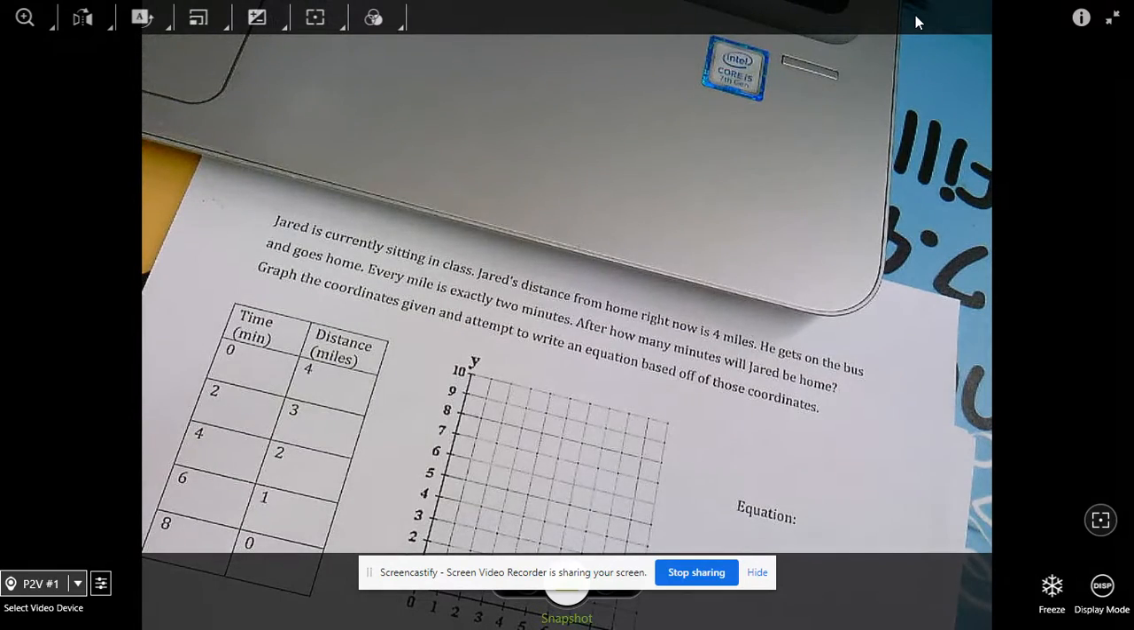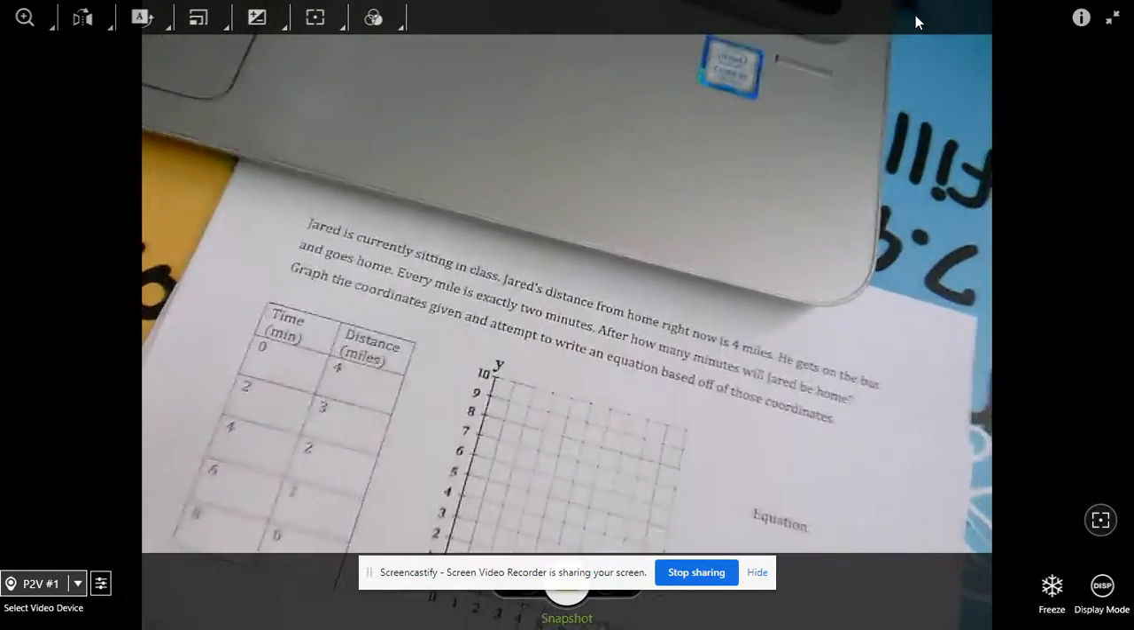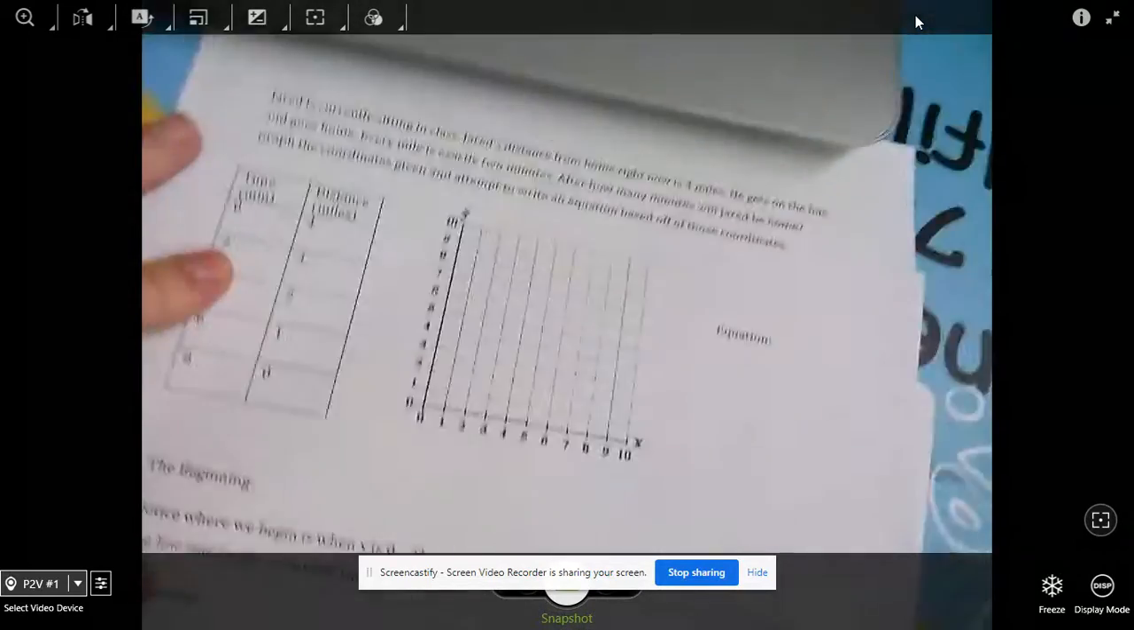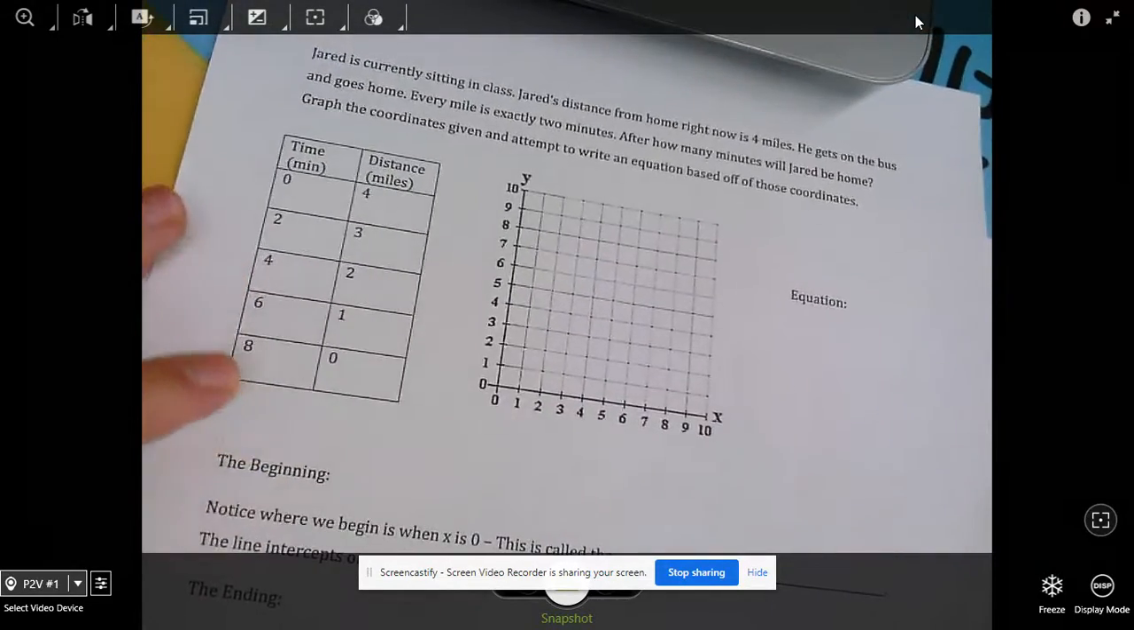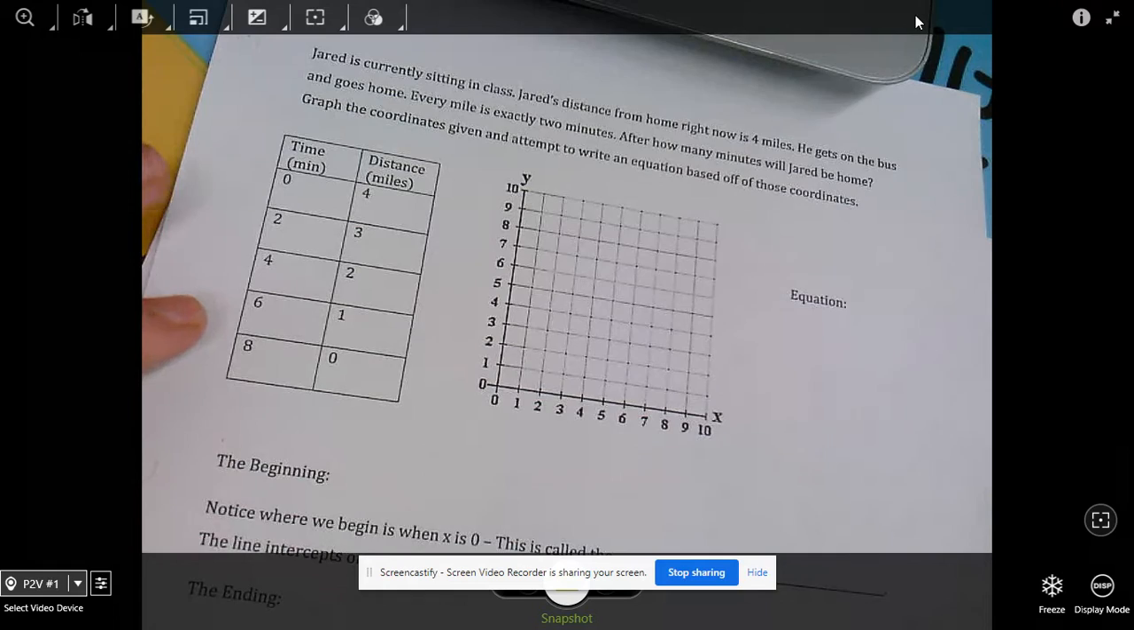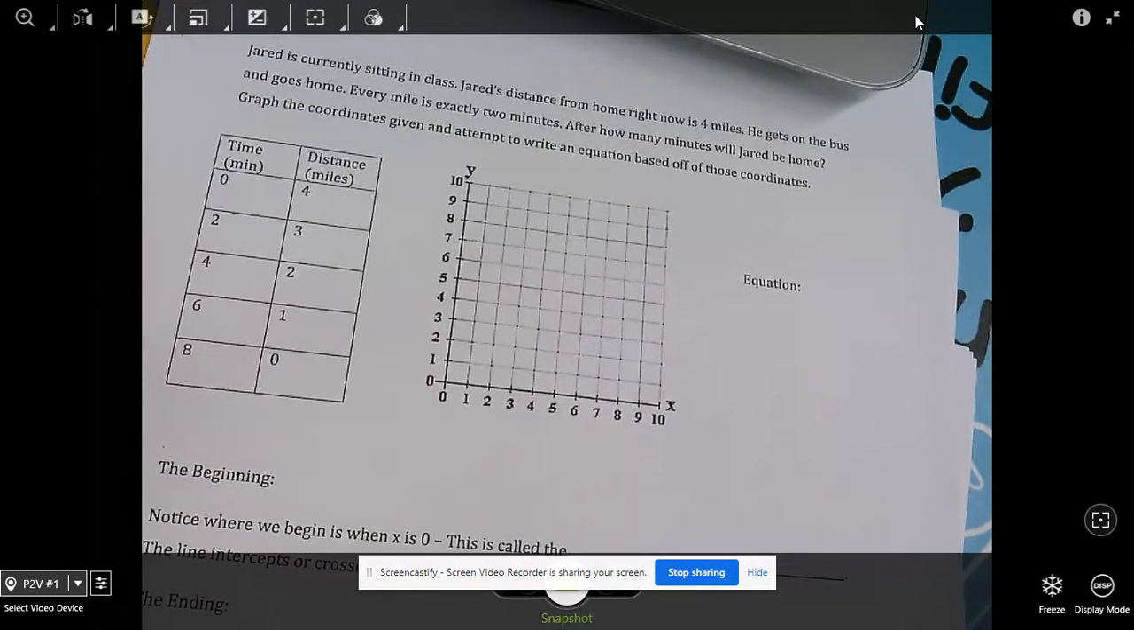Now that you know how to graph a linear equation because it makes a line, now we're going to talk about other parts of linear equations. It says Jared is sitting in class. Jared's distance from home right now is 4 miles. He gets on the bus and goes home. Every mile is exactly 2 minutes. How many minutes will Jared be home? Graph the coordinates given and attempt to write an equation based off those coordinates.